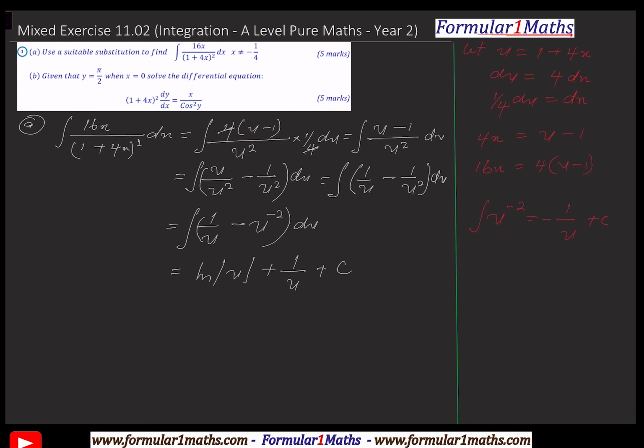But we have to change the variable to x, and so we're going to get ln (1 plus 4x) plus 1 over (1 plus 4x), and then we add our integration constant. And so this is the integration for part A.